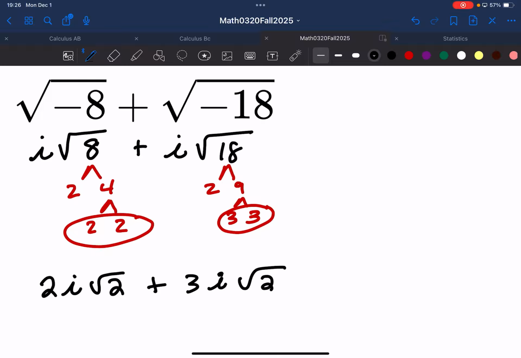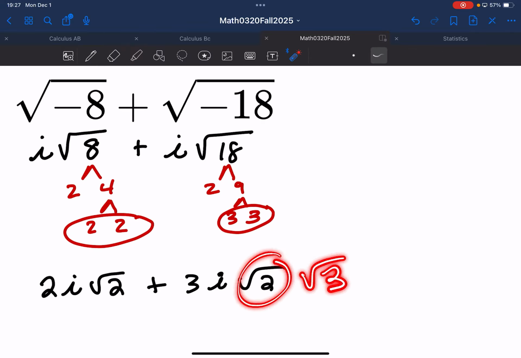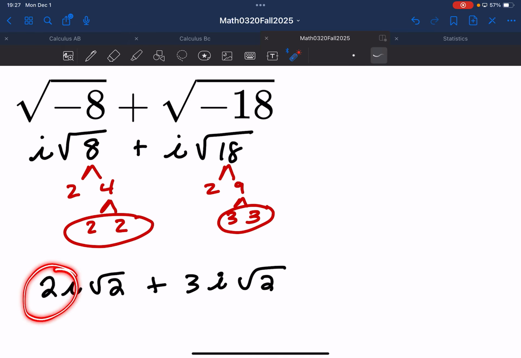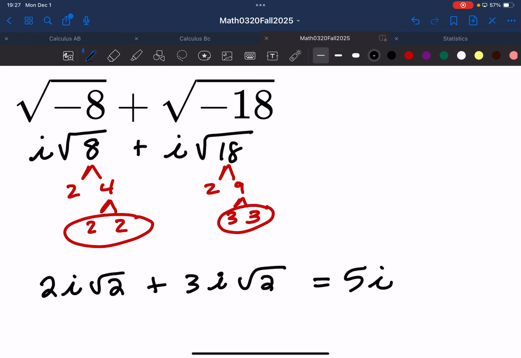Okay, we can only add these together because both of the radicals are exactly the same. If they were different, like if this last one was the square root of 3, we couldn't add it together. That would just be our answer. But since this is the square root of 2 and this one's the square root of 2, we're just adding together the coefficients, the i's. 5i square root of 2. Yes, so this is 5i square root of 2. That's our answer.